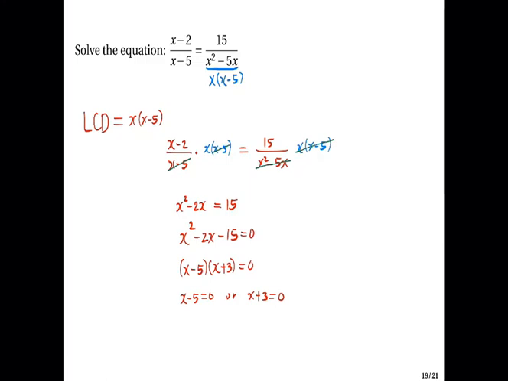But in here, we got x minus 5 equals 0. So this guy here cannot happen. Cannot be. So the only solution is this: x equals negative 3. Okay?